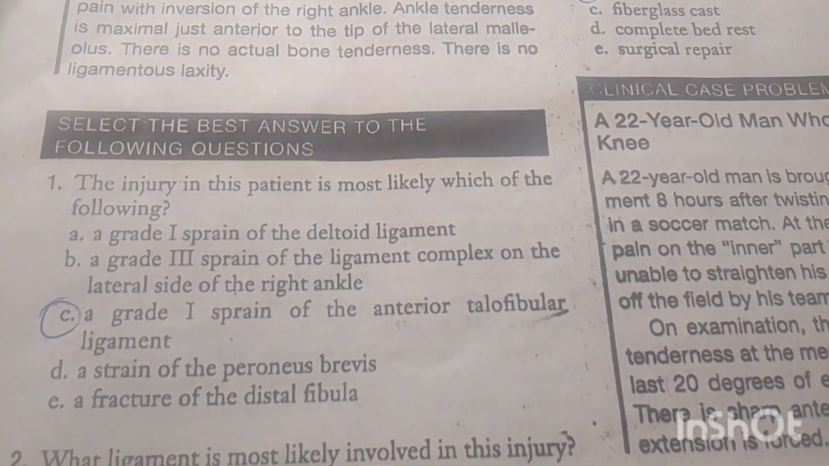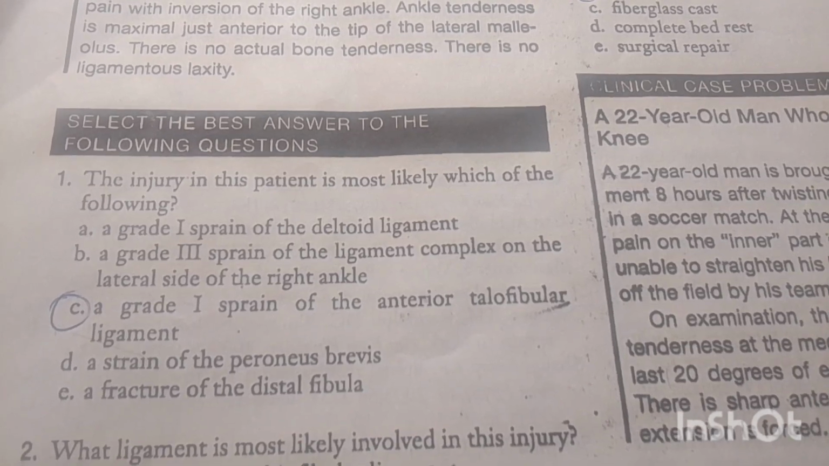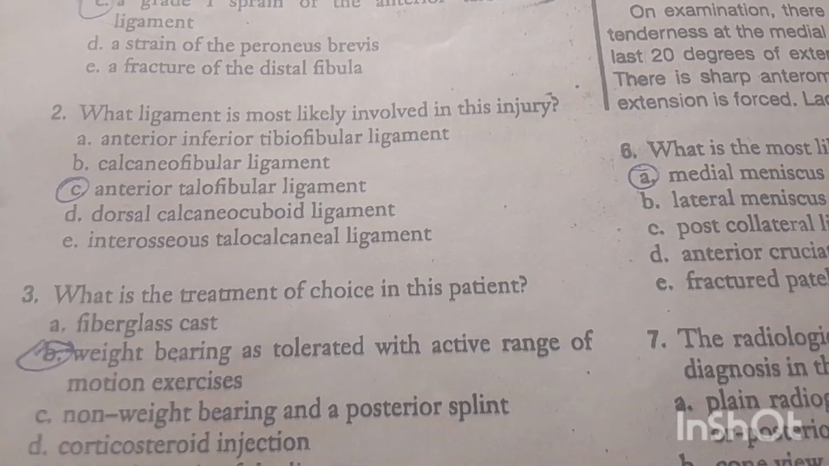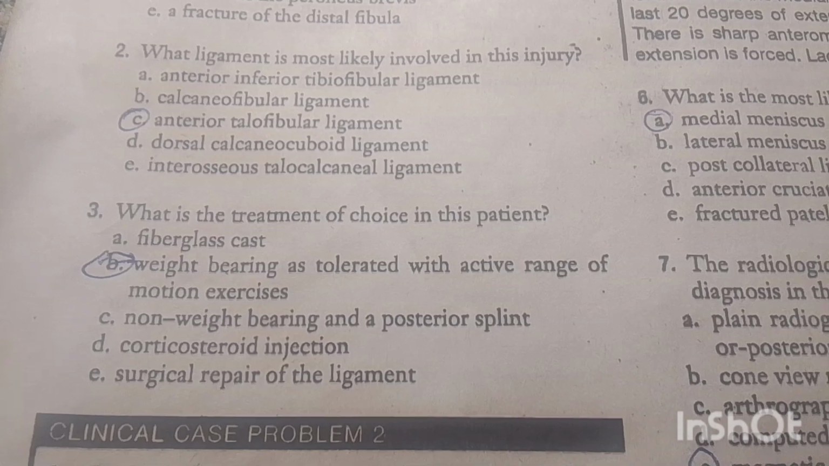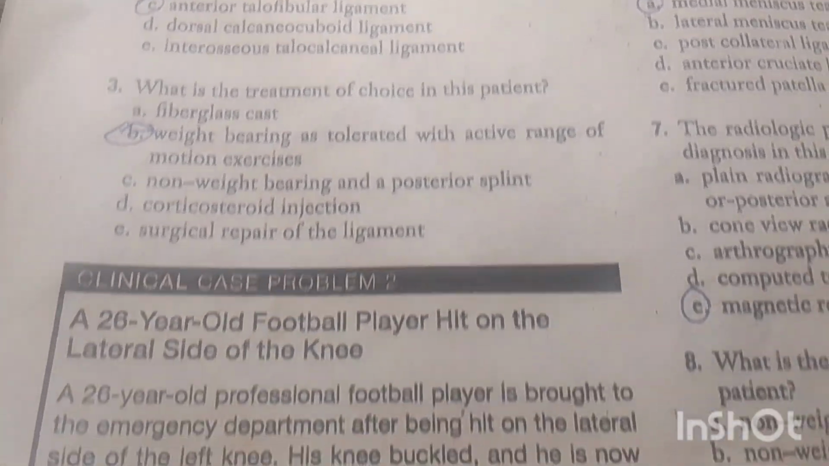MCQ 1. The injury in this patient is most likely which of the following? Answer is grade 1 sprain of the anterior talofibular ligament. What ligament is most likely twisted in this injury? The anterior talofibular ligament. What is the treatment of choice in this patient? Weight bearing as tolerated with active range of motion exercises.